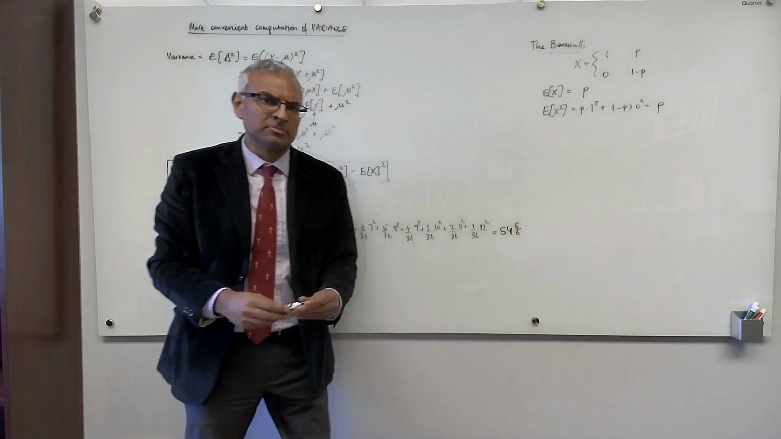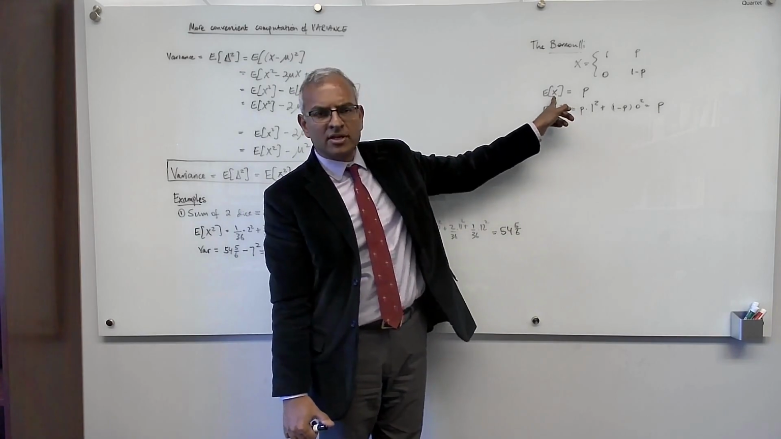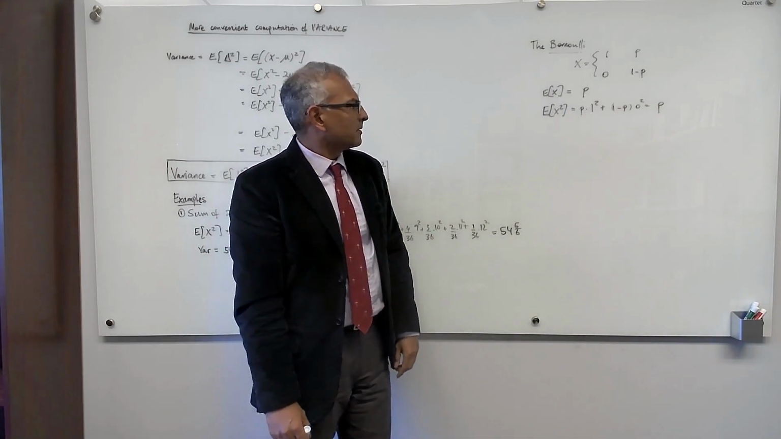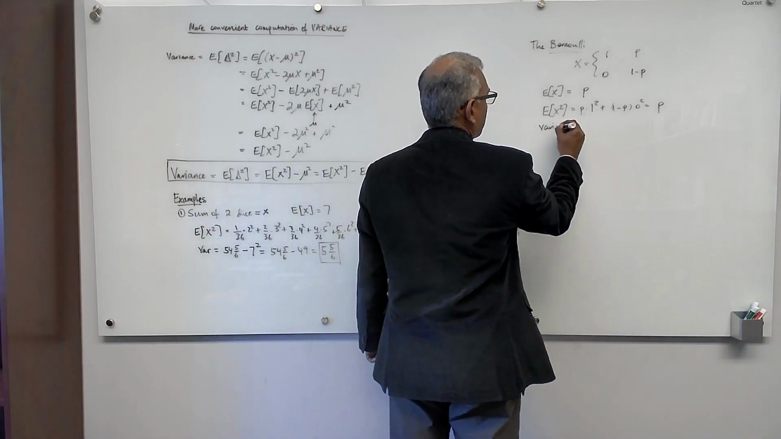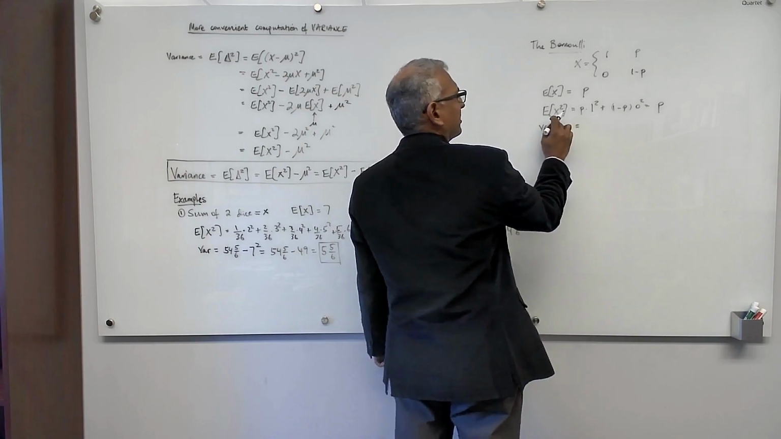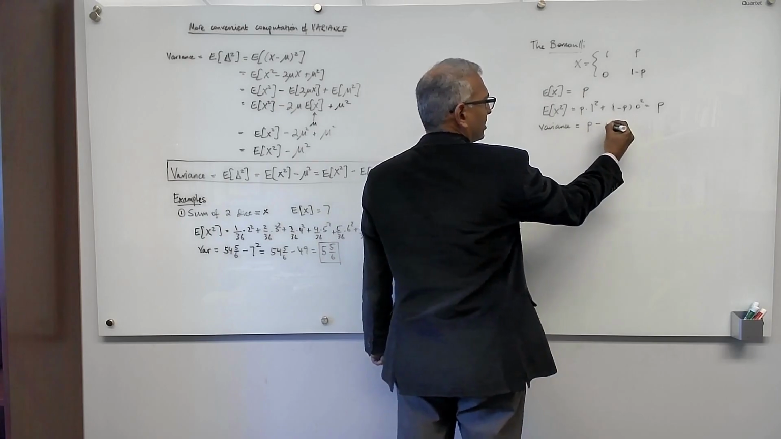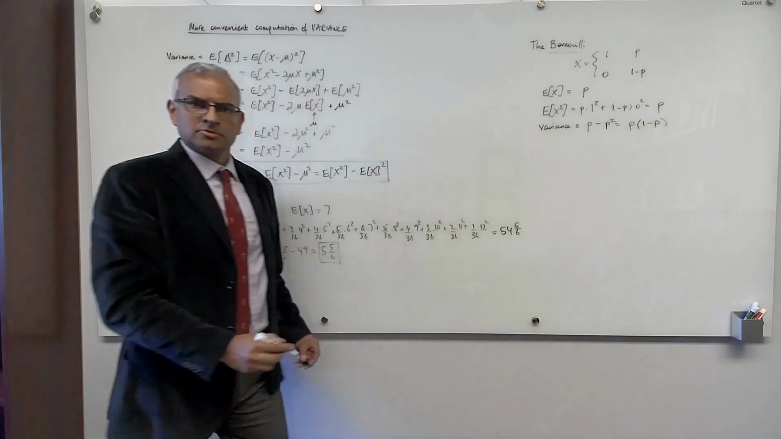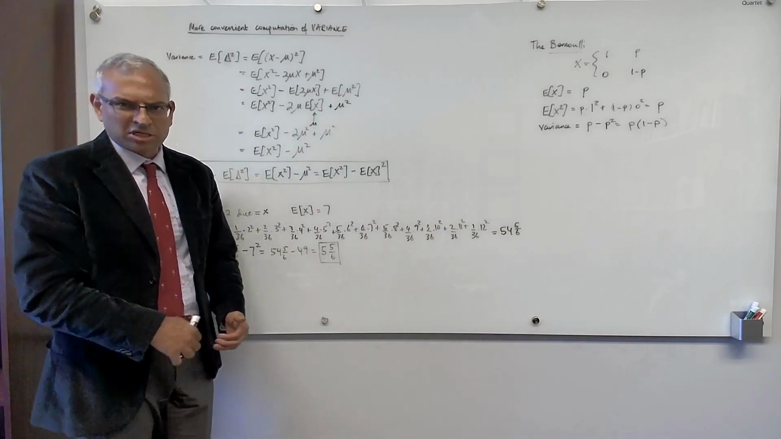Interesting. So for the Bernoulli, the expected value of the square and the expected value of the random variable itself are the same, p and p. Okay. And so what do we get for the variance? The variance is equal to the expected value of the square, p, minus the square of the expected value, minus p squared, which is p times 1 minus p. Okay, so that's a useful formula to have in your pocketbook.